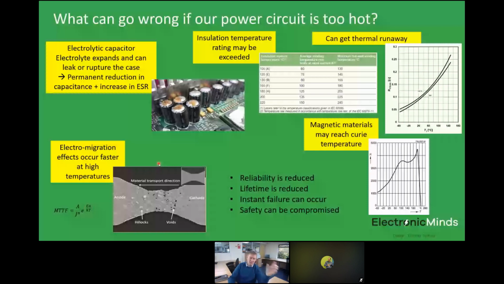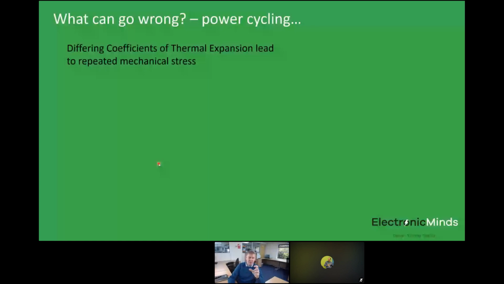Okay, I've mentioned low temperature and high temperature. If you joined us on the webinar earlier this week, Jose was talking about power cycling, whereby you're moving between those two extremes many times. And that creates a big problem because of different coefficients of thermal expansion causing mechanical stress.